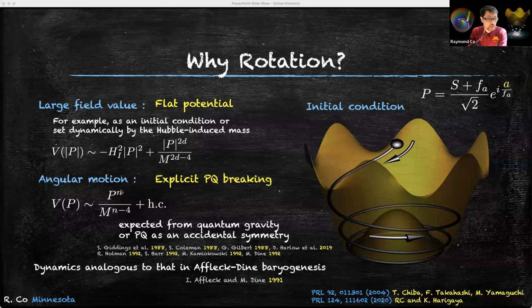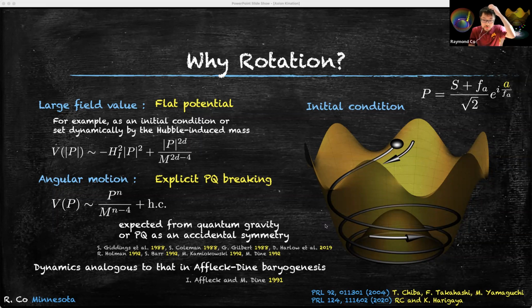However, even if n is large, in our scenario this could still be significant, because what we're saying is that this P actually starts with a field value that's very close to the cutoff scale. So even if you raise it to a large power, let's say 8 or 10, the factor to the power of 8 or 10 is still sizable in giving an angular kick. And the combination of these two effects would now explain how this rotational motion can arise in the early universe.